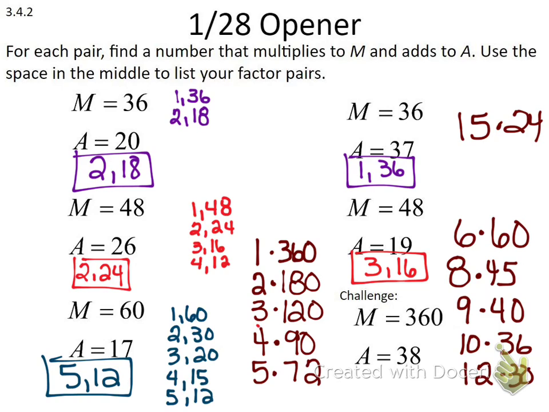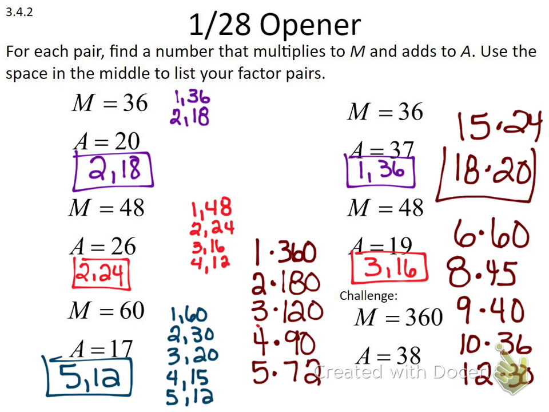I have to write this down. I think it equals 39. So does that work? No. Okay. What about 16? No. What about 17? What about 18? 18 and 20. So 18 times 20 will equal 360. And if I add those together, what do I get?